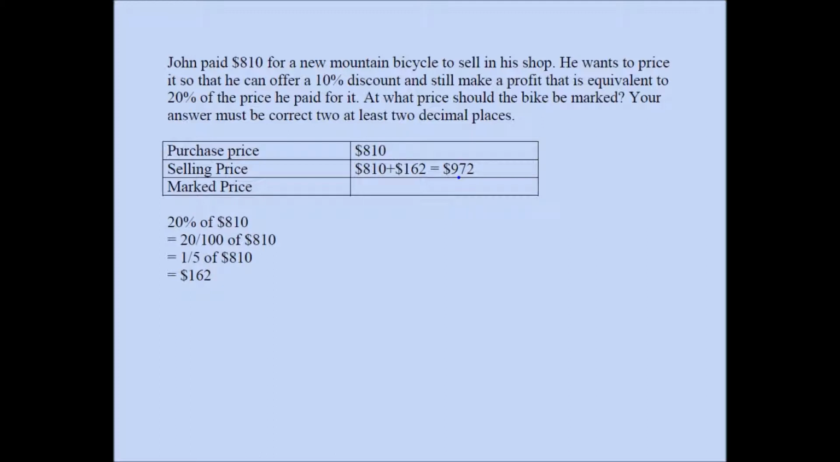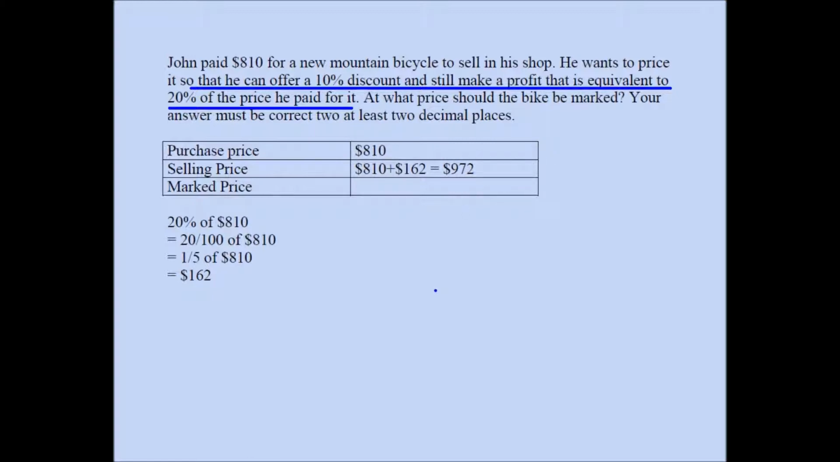However, he cannot put 972 as the price of the bike because he wants to give the buyer a 10% discount. You really have to understand this part. This is very, very important, so that he can offer a 10% discount and still make a profit of 20%. What is that supposed to mean? He's not going to mark the bike at 972 because if he does, and if he gives a 10% discount, he's going to get only 90% of this amount.